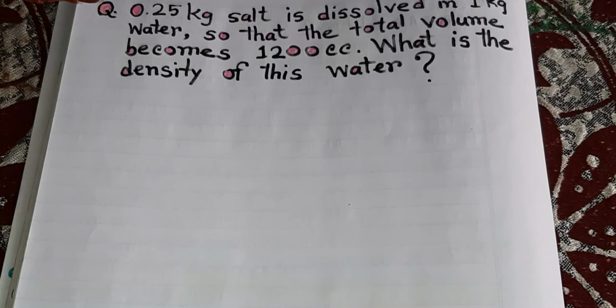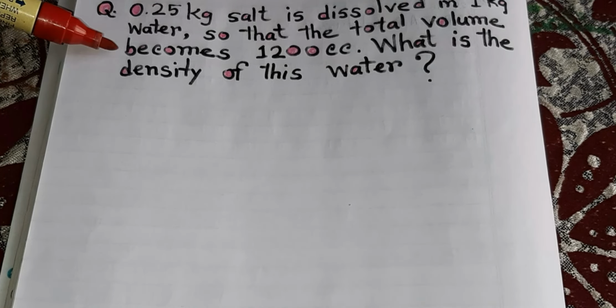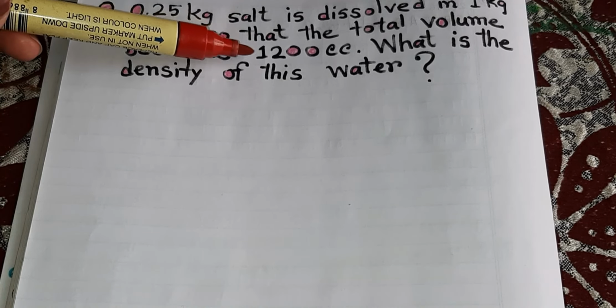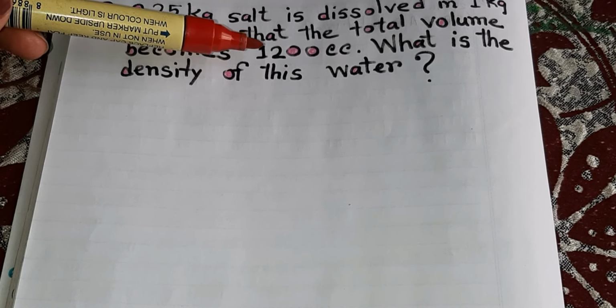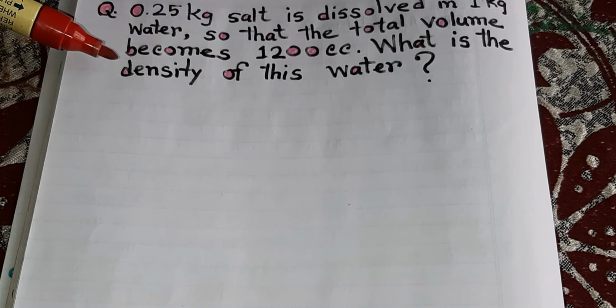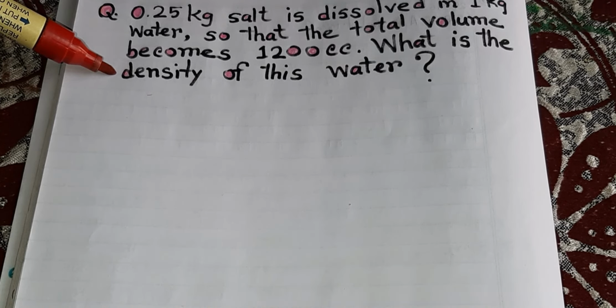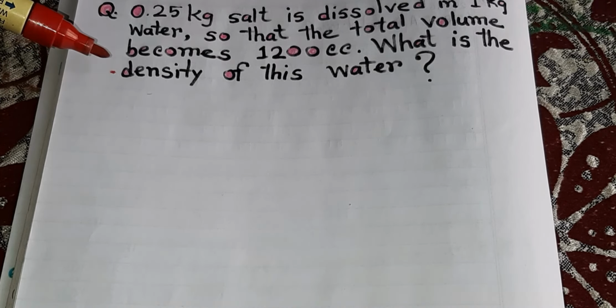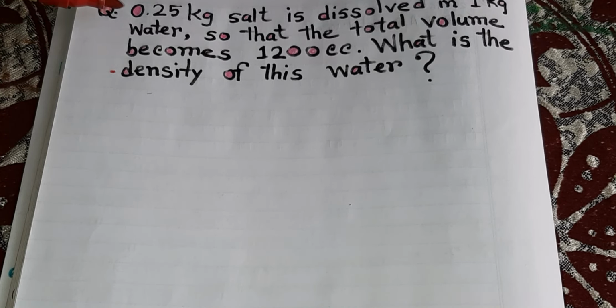Here is a physics math problem. 0.25 kilogram of salt is dissolved in 1 kilogram of water, so that the total volume becomes 1200 cc. What is the density of this water? So what do we need to figure out? We need to figure out the density of this water. How will we figure it out? First we need to figure out what is given here.